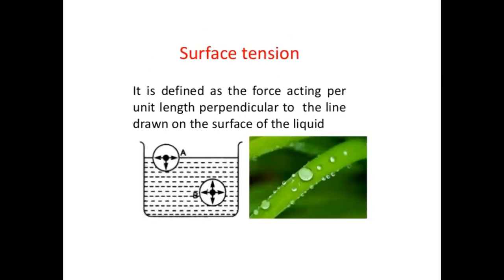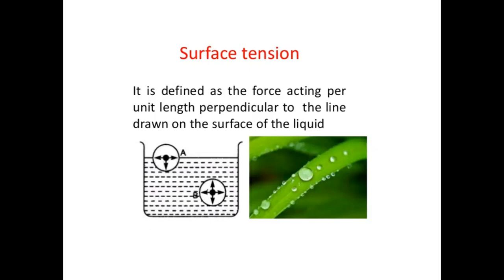Surface tension. Now, what is surface tension? Surface tension is defined as a force acting per unit length perpendicular to a line drawn on the surface of a liquid, right? Or we can say the tangential forces acting along the surface of a liquid, at right angle to the surface, along 1 centimeter length of the surface. This is a technical definition basically.